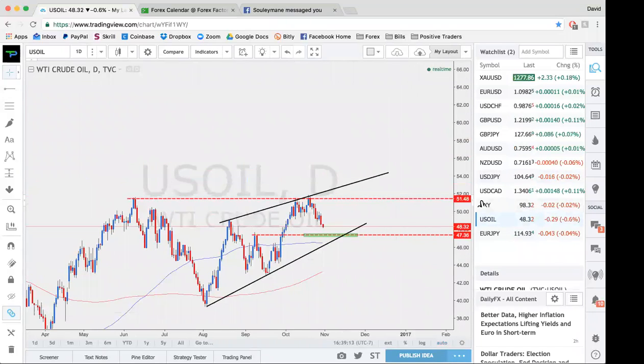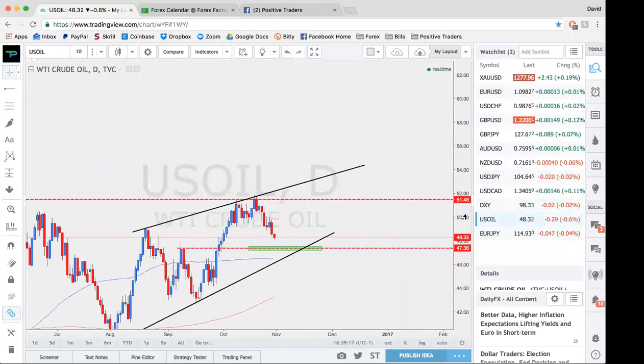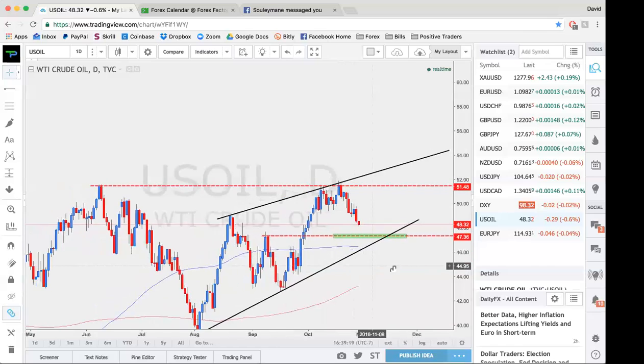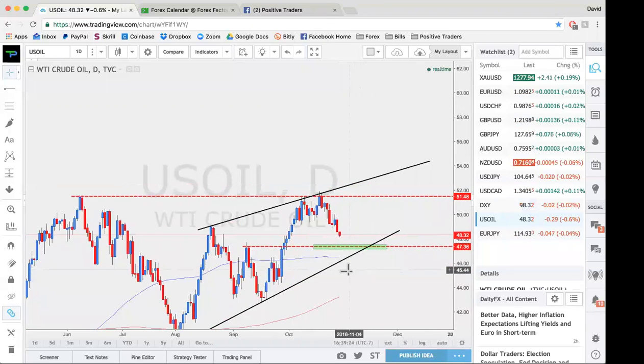dropping, guys. Oil's playing in this range. And here's the reason why, right? Remember, USD CAD goes up if oil goes down. And oil is just bottoming out.